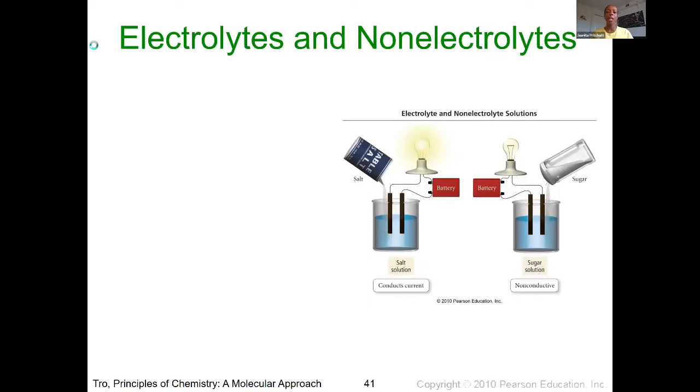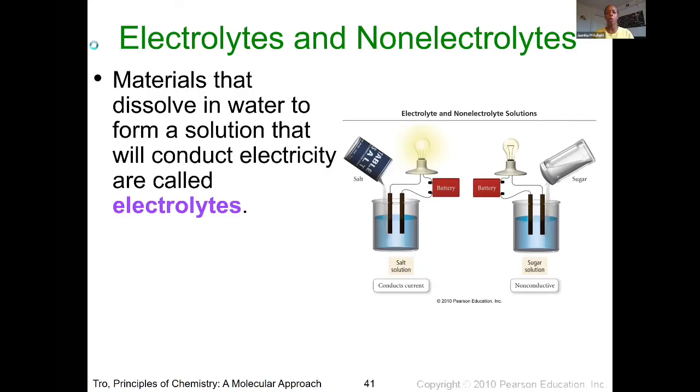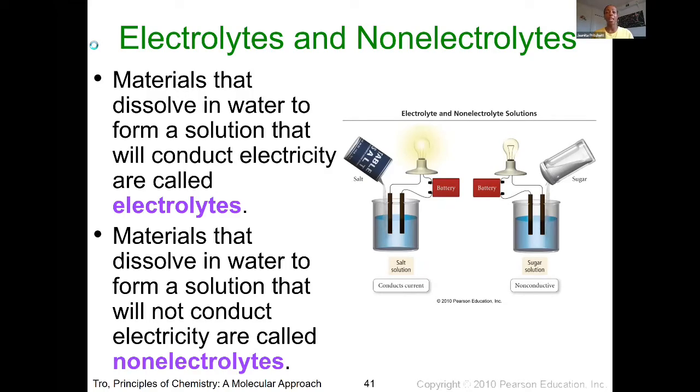So if we compare an electrolyte versus a non-electrolyte, and you've probably heard this term before, if you think about something like Gatorade or a sports drink, it talks about the idea of these electrolytes. So what is an electrolyte? Well, an electrolyte is a material that is dissolved in water and creates a solution that can now conduct electricity. So for instance, if we have these positive and negative ions that are floating around in solution, that would be something that can conduct electricity through that solution. So that would be considered to be an electrolyte.